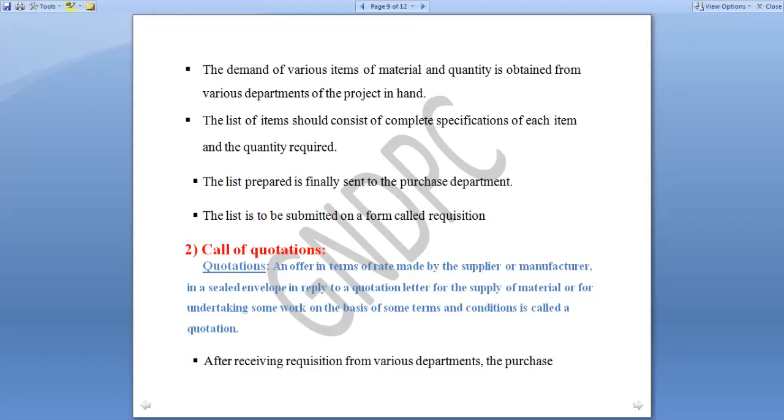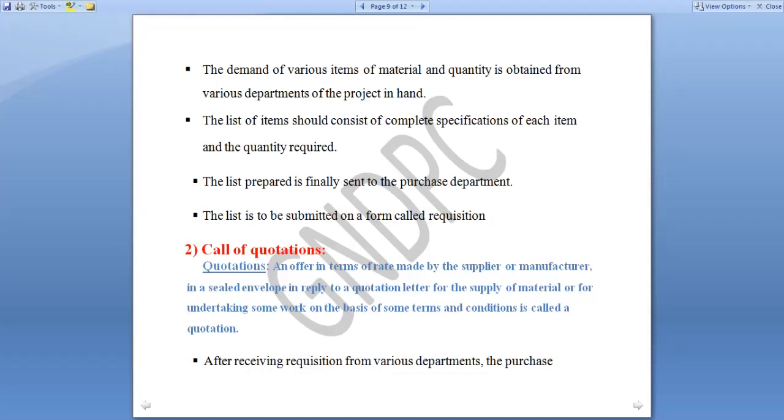Before discussing the call of quotations, we should know what a quotation is. A quotation is basically an offer in terms of rates, which is made by the supplier or the manufacturer or the dealer. Dealer here means the retailer or the wholesaler. It comes in the form of a sealed envelope in reply to the quotation letter for the supply of material or for undertaking some work on the basis of certain terms and conditions.